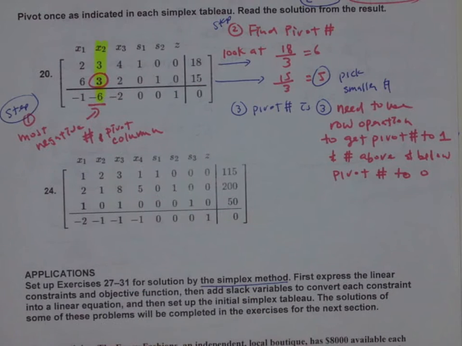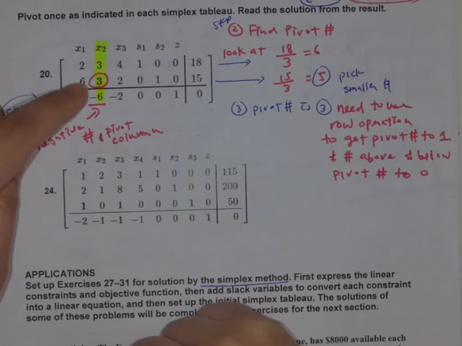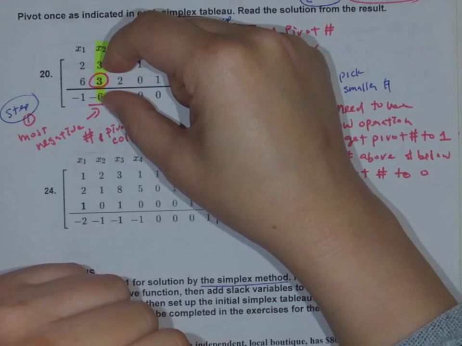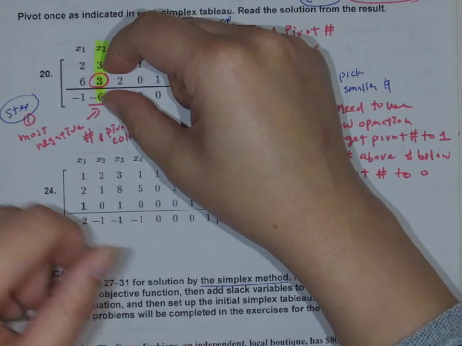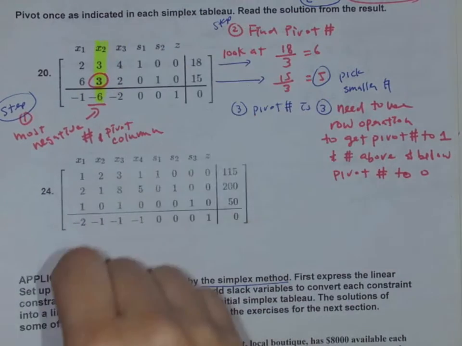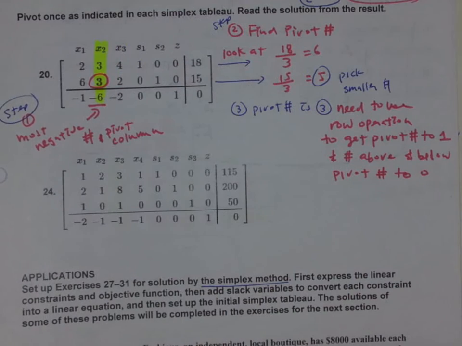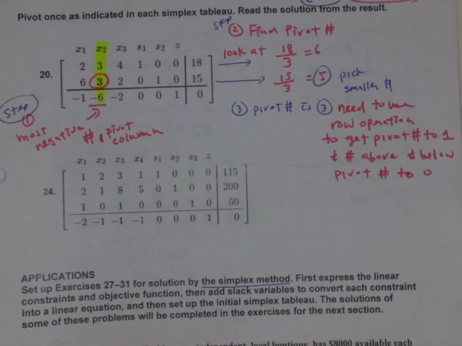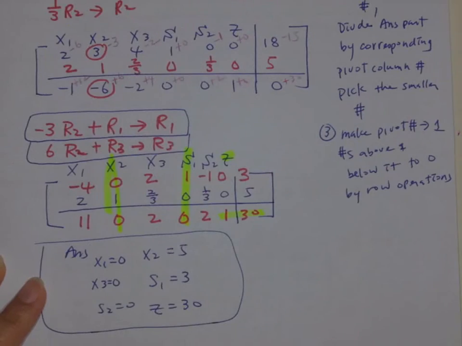So once we found the pivot value, we want to make the pivot value to be 1 and the numbers above and below that to be 0 using row operations. So obviously we need a lot more steps for that, so we did it on a piece of paper.